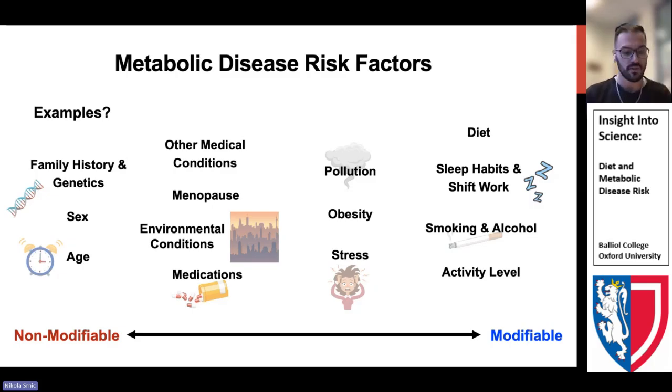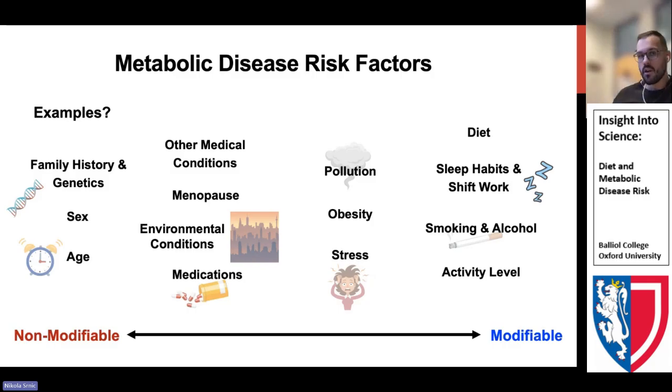So we can't change a person's genetics, we can't change how old somebody is. But on the right-hand side, these are risk factors that we can influence. So if any of you are interested in medicine, the things on the right are some of the risk factors you'd be discussing with patients in clinic about things to change. Because a person's activity level, whether they smoke, the diet they consume, these are things that we can modify, and these are risk factors that we can change.